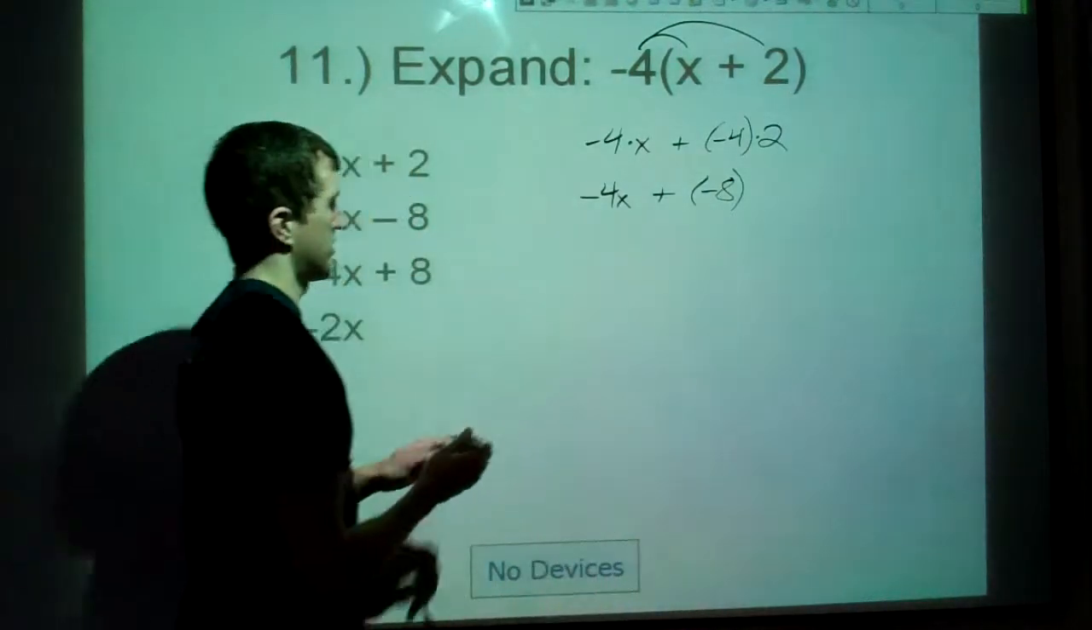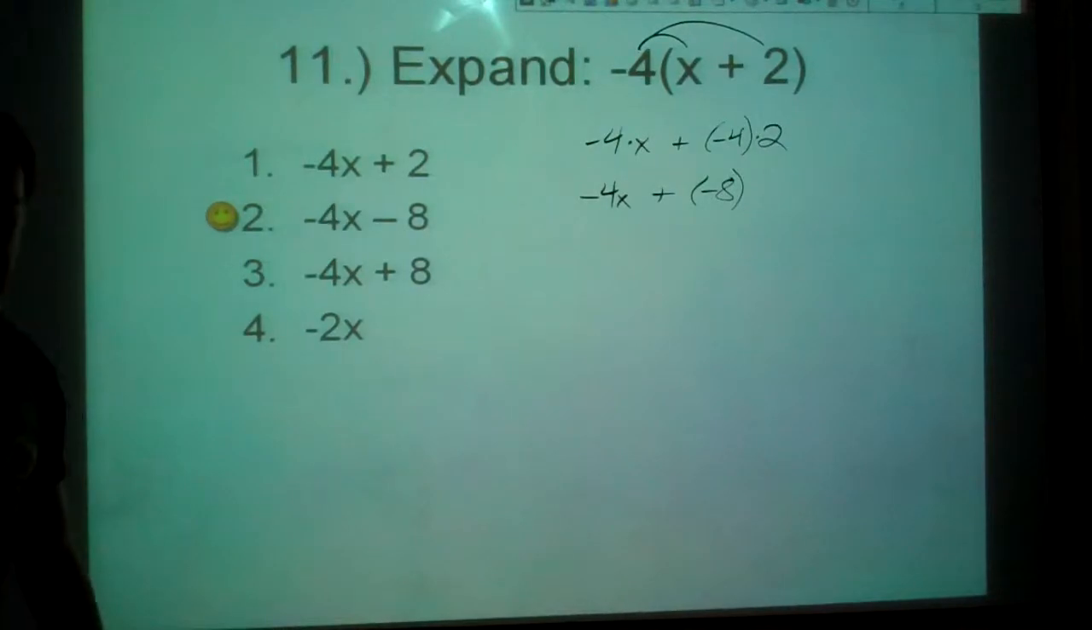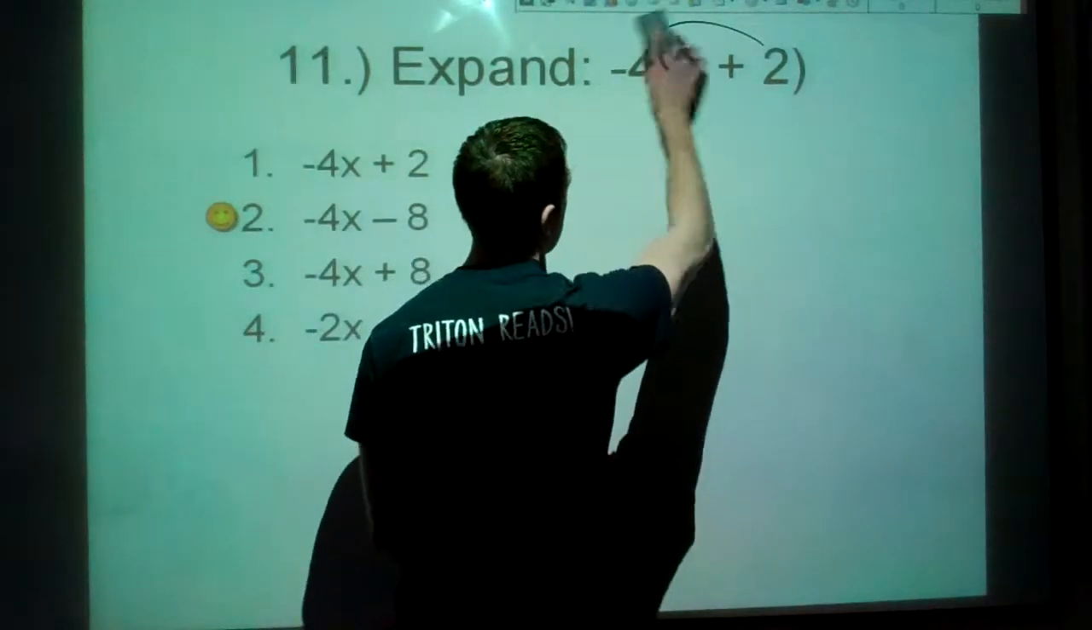Another way to write this is number 2. So right there, -4x minus 8 is the same thing as -4x plus a -8. Alright, so that's our expanding. Just remember that expanding, it's being multiplied by both terms on the inside.